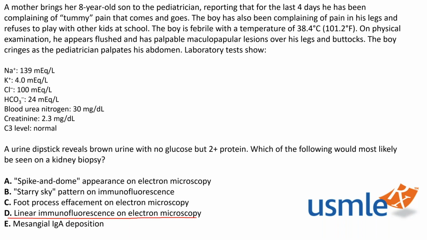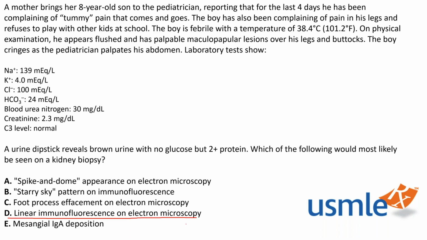For the linear immunofluorescence, this is Goodpasture syndrome. Once again, the antibodies bind directly to the basement membrane here, causing a linear pattern. And you can see this on biopsy of the lungs as well as the kidneys. You also get complement activation, so you can actually see lower complement levels. We had a normal complement level here.